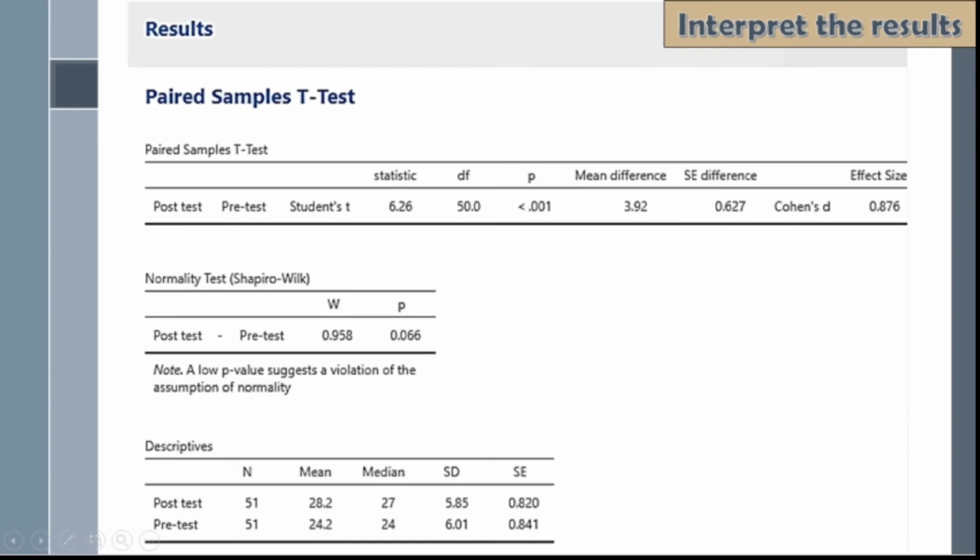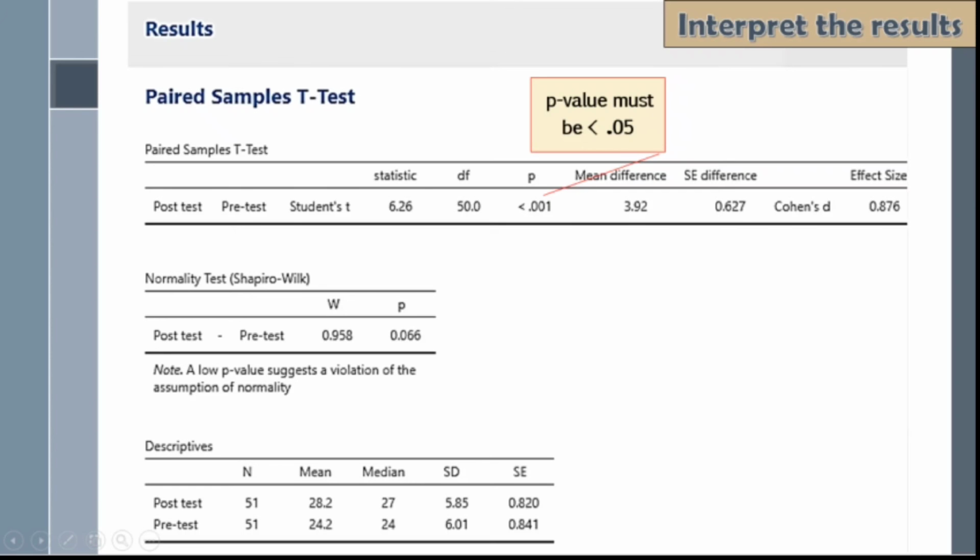When it comes to the interpretation of results, these are the parts that you have to pay attention to. For the paired samples t-test results, always look at the p-value, which should be less than 0.05 for it to be significant. Effect size is also a must check, since it helps us understand the magnitude of differences found, whereas statistical significance examines whether the findings are likely to be due to chance.